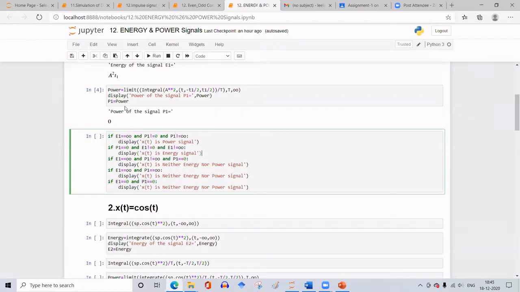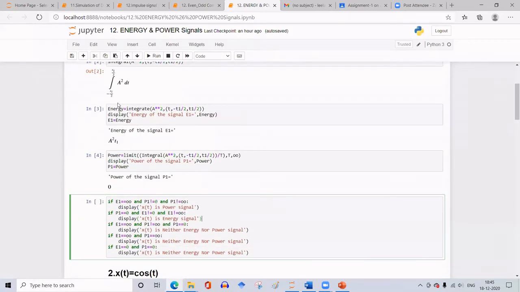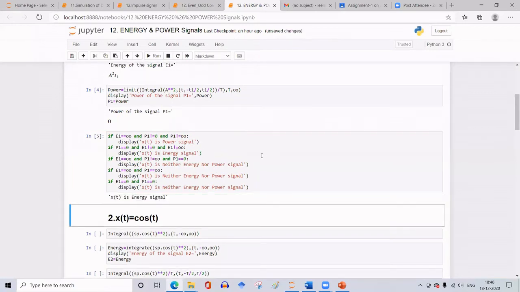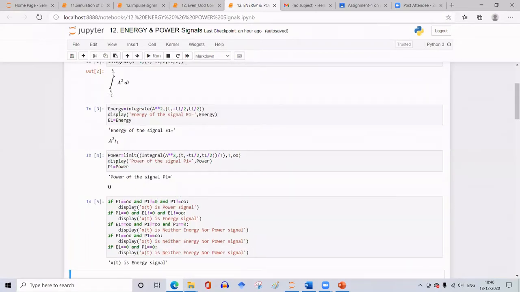In this case, E1 is the energy of the first problem that I have taken, and P1 is the power of the first problem, and according to the theory, it must display that it is an energy signal. Is it not? So let me execute this cell. It has executed, and the loop written is correct. X of t is an energy signal. Followed? This is how we can test multiple conditions using if statements.